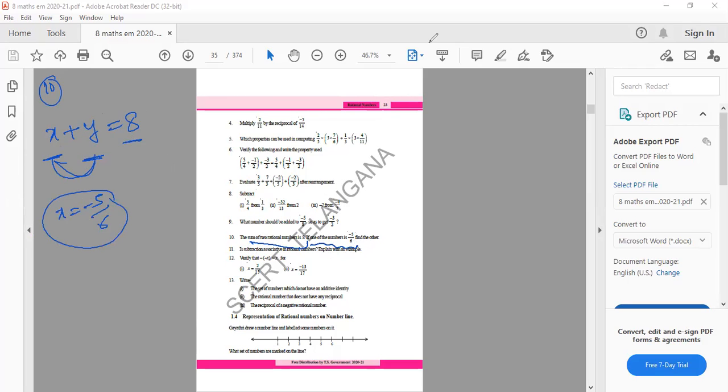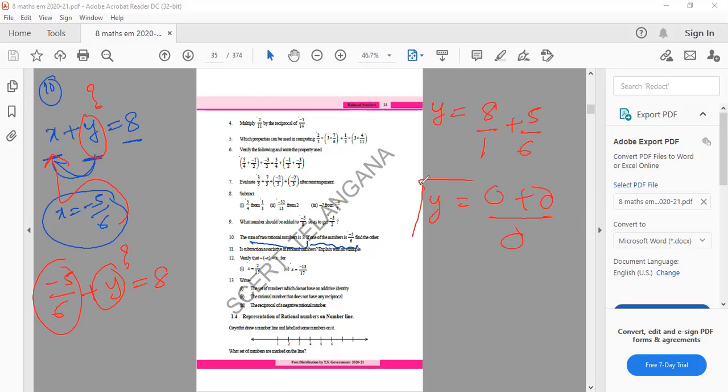What is the rest of the thing you're going to find out? What is the other rational number they are asking? You just need to substitute here. Minus 5 by 6 plus y is equal to 8. What do you want? Y is required, right? So y is equal to 8 by 1 minus 5 by 6, going to that side, plus 5 by 6. You need to simplify, you can do it, and you'll get the answer.